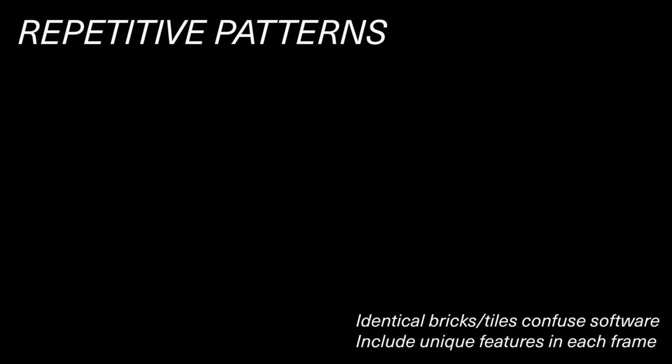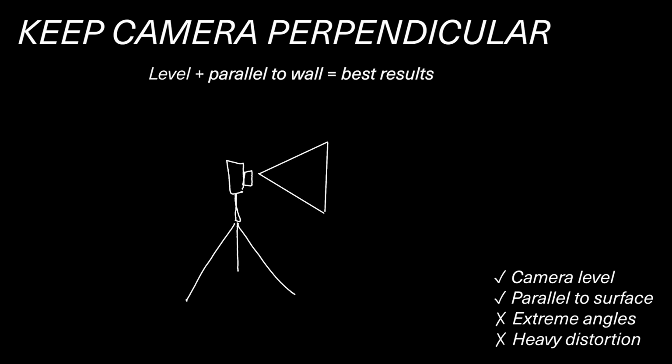Repetitive patterns like rows of identical bricks can also confuse the software. Try to include unique features in each shot, signs, edges, or architectural details to give the software reference points. Try to keep your camera level and perpendicular to the wall. If you shoot at extreme angles, the perspective distortion makes reconstruction harder. Use a level or your camera's built-in level indicator, if possible.